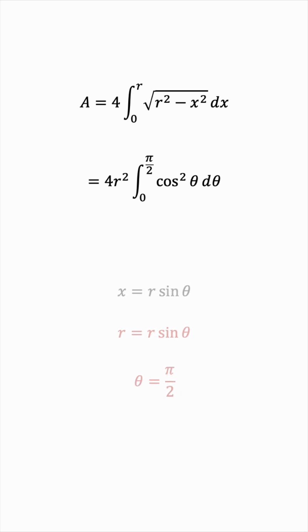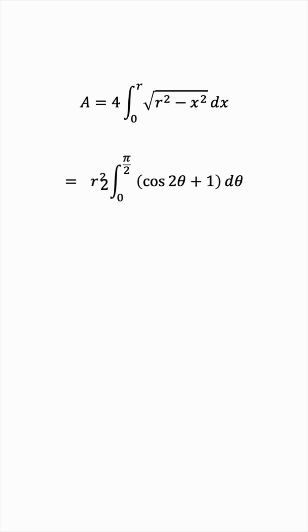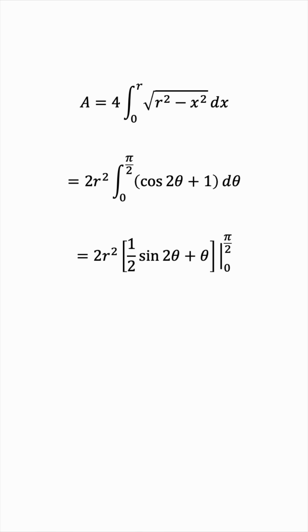Now to integrate cosine squared, we'll use the double angle identity for cosine, which some people like to call the power reduction formula. Cosine squared theta is 1/2 times cosine 2 theta plus 1. So we can replace that in the integral. Take the 1/2 outside the integral, reducing 4 to 2. And then we can find the antiderivative easily. We'll get 1/2 sine 2 theta plus theta. And then we'll plug in the bounds 0 to pi over 2.